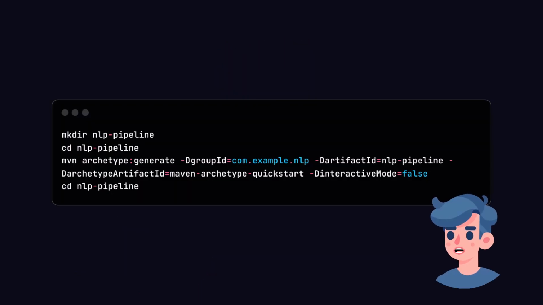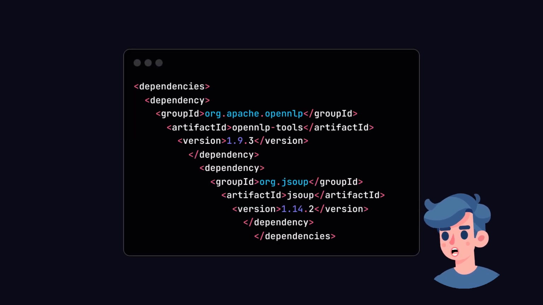Let's get started by setting up our Java project. We'll be using Maven as our build tool. Next, open the generated project in your favorite IDE. We will utilize dependencies that are required for NLP tasks. Let's modify the pom.xml file to include these dependencies.